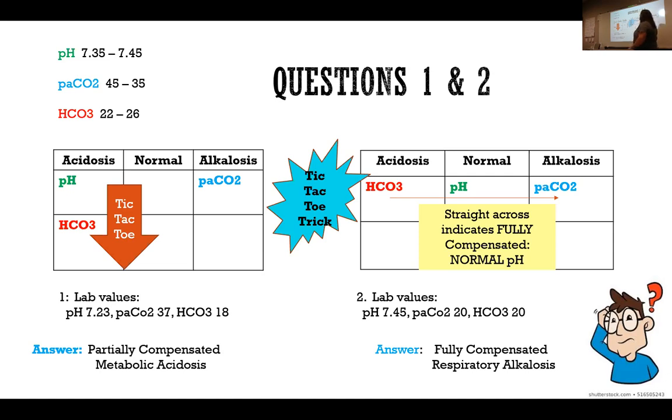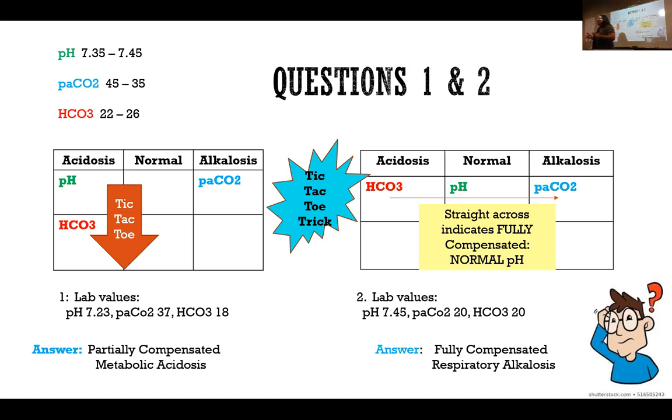Our lab value 7.45. Make sure I'm right here. Where does it go? Normal. Our PaCO2, which is our lungs, our respiratory, it's 20. Bicarb's 20. Where does it go? Okay, so we did have that one right. Great, so we know it's fully compensated because both the lungs and the kidneys, the respiratory and the metabolic, are outside of normal limits, but the pH is normal. So what they're doing to balance is working. The body is somewhere within the normal range.